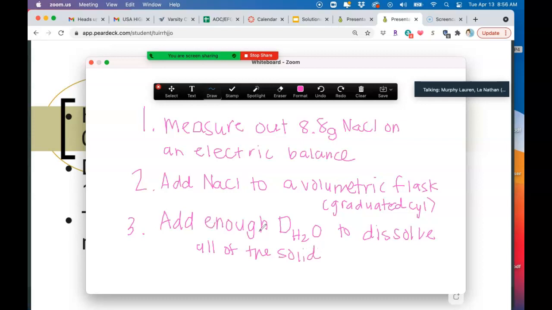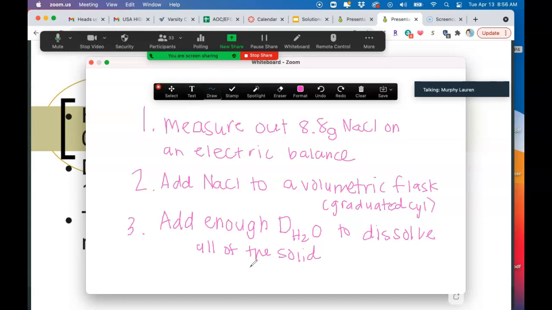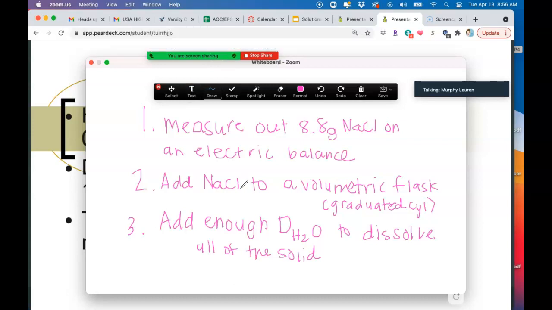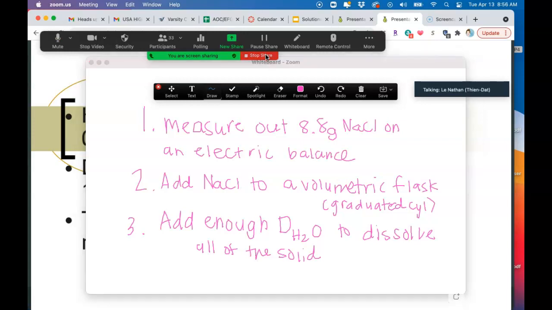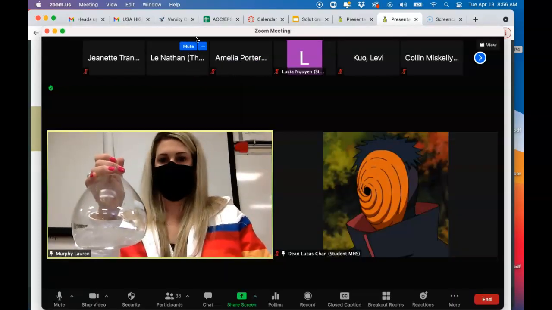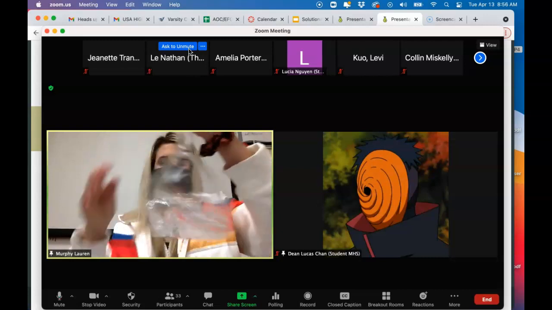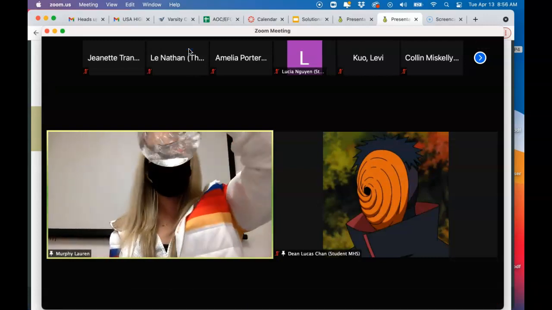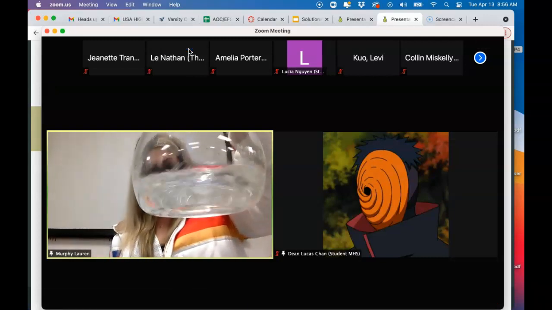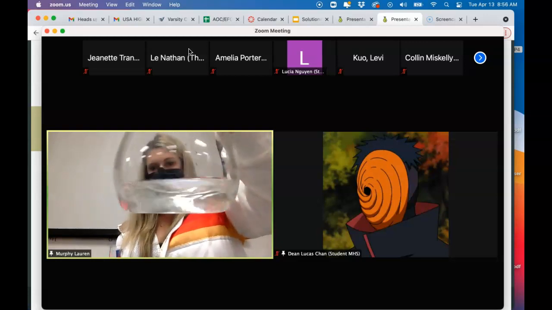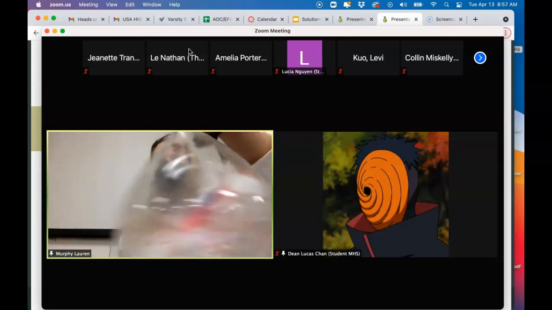So add enough distilled water to dissolve all of the solid. And in this case, my solid is sodium chloride. So I'm going to swirl some more. We know salt readily dissolves in water, right?